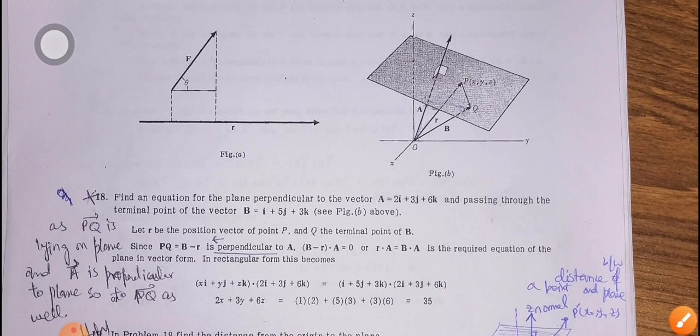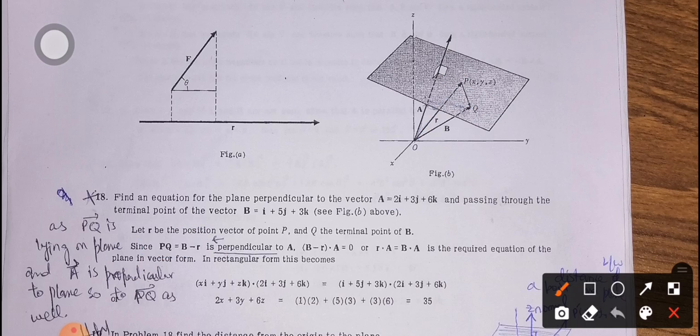Now we are given the condition that vector A is perpendicular to the whole plane. It means it must be perpendicular to the vector PQ. If A is perpendicular to vector PQ, then their dot product must be 0. That is, A dot PQ is equal to 0, or A dot (B minus R) must be equal to 0. Here we have applied the distributive law, so R dot A is equal to B dot A, which is basically the required form of this one.